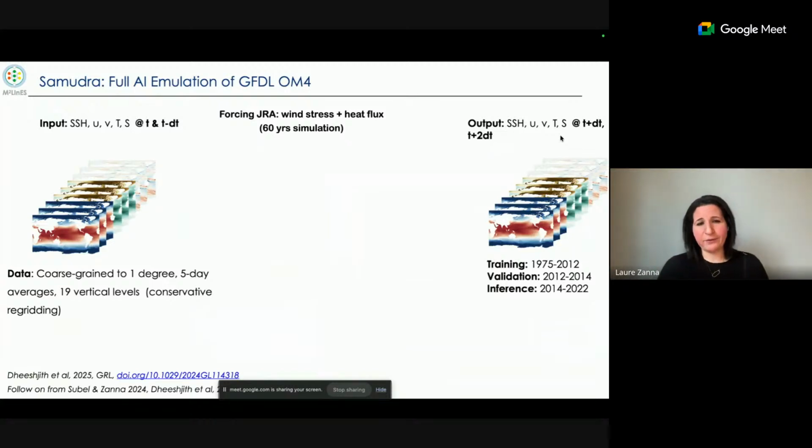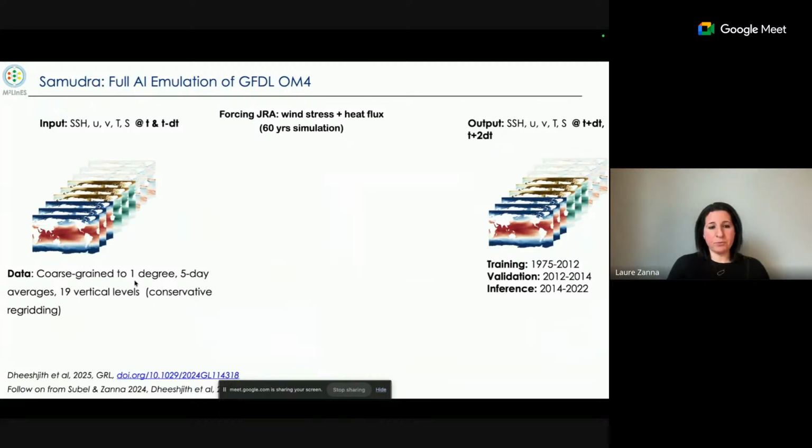Now, we were faced with 2 challenges. One is, even though I keep telling you those coarse resolutions are bad, it's still a lot of data, right? It's quarter-degree simulations that I need 60 years of. So we had to downsize the data because there's nowhere for us to save it. The data was coarse-grained onto a horizontal grid of 1 degree.